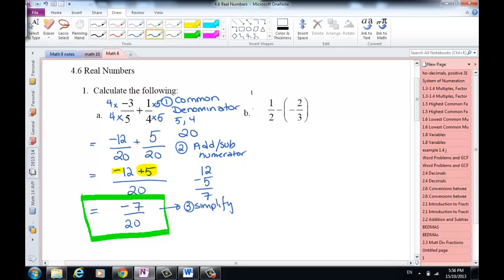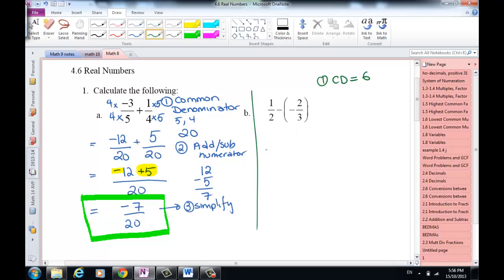Alright, let's do the next one. So B. So I have a half minus negative 2/3. And again, my first step is going to be to find my common denominator. I'm just going to call that CD. They're both prime, therefore there's no point in doing my factor tree. I can say that the common denominator in this case is going to be 6.